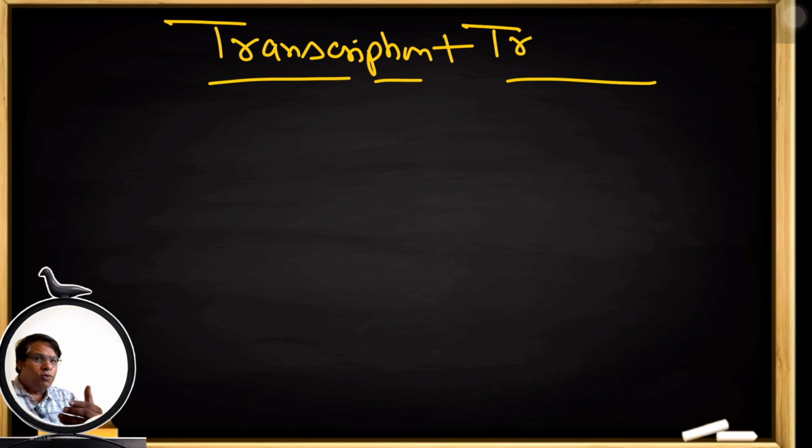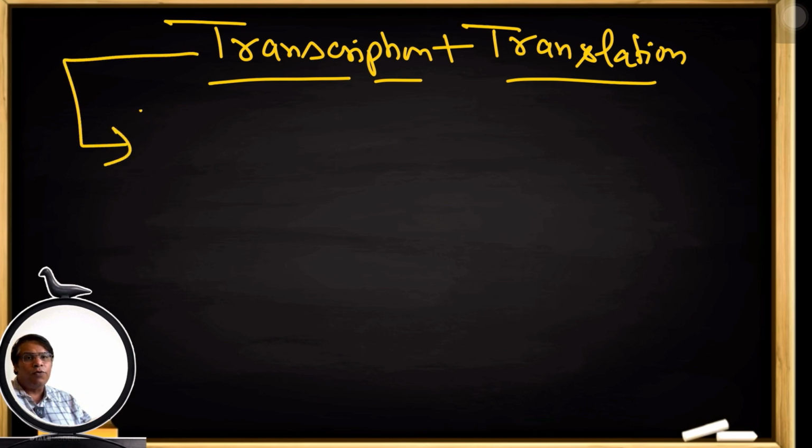Now let us move to the very important point, the transcription and translation process in prokaryotes and eukaryotes. Hopefully you know what transcription is. Transcription is the synthesis of RNA from DNA. You must know the central dogma of biology, the flow of information: DNA encodes for RNA and RNA, the mRNA, encodes for protein. So transcription is synthesis of RNA, translation is synthesis of protein.